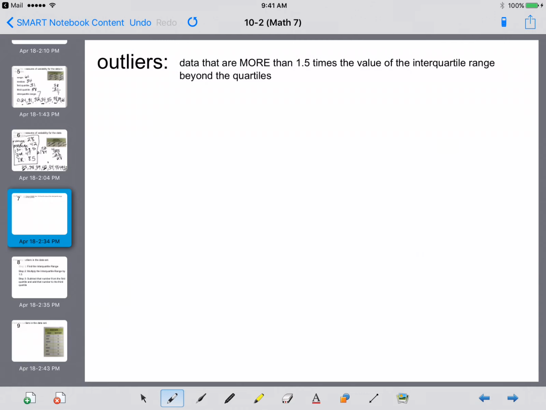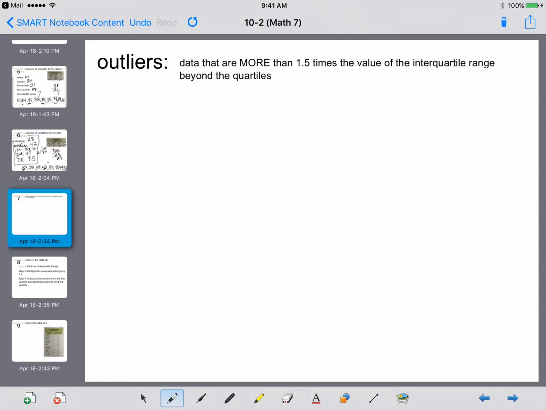So here we have a word that you guys recognized, but there's more of a specific definition than you've known in the past. It's called an outlier. And you know an outlier is a number that's way far away from all of the rest of the information. But to be specific, your outliers are data that are more than 1.5 times the value of the interquartile range beyond the quartiles. Okay, I know, crazy, so many quartile words, and this definition is more complicated than it needs to be.